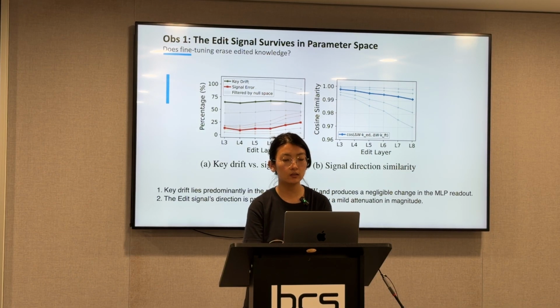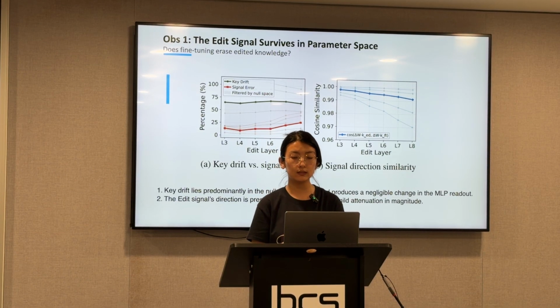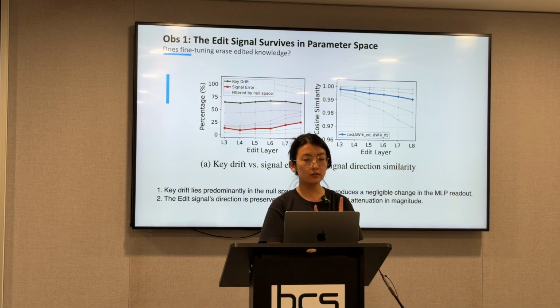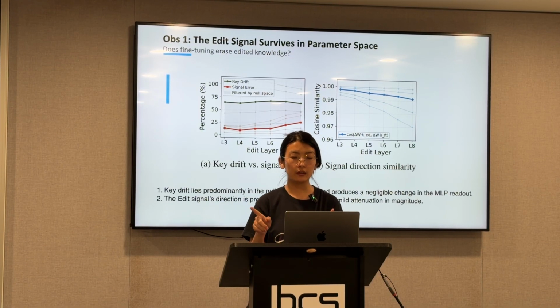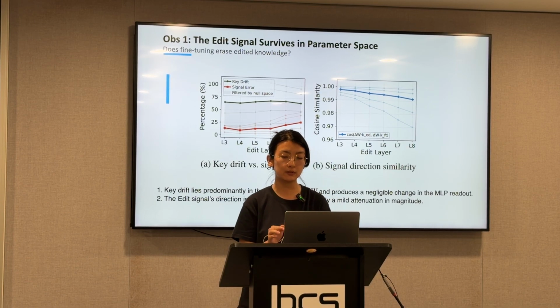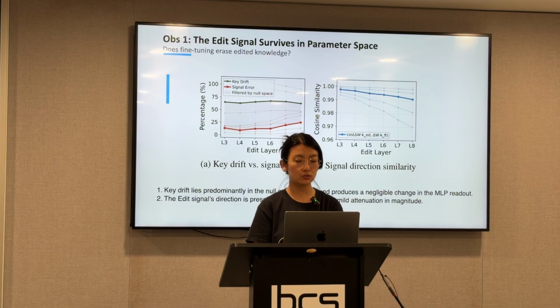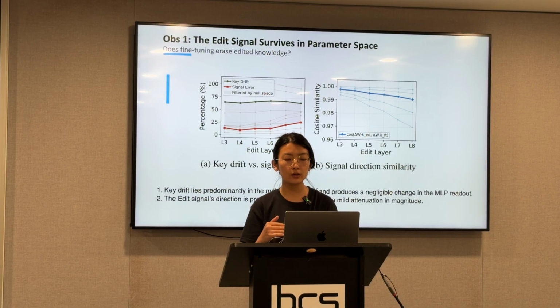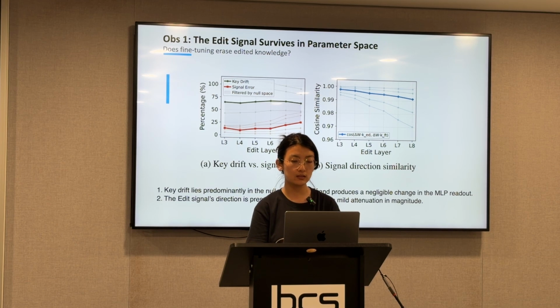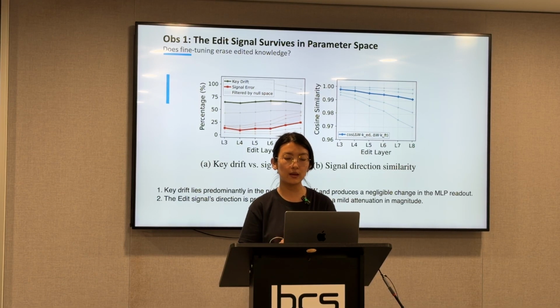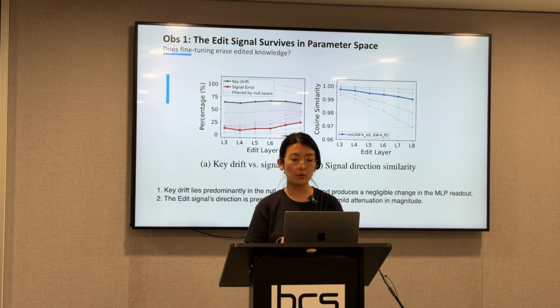Figure A shows that the two quantities diverge sharply at a learning rate of 6E-5. The key drift averages about 66% across edit layers 3 to 8, yet the signal error averages only 17%. The gap, this shadowed region, indicates that the delta K lies predominantly in the null space of delta W and produces a negligible change in the MLP readout.